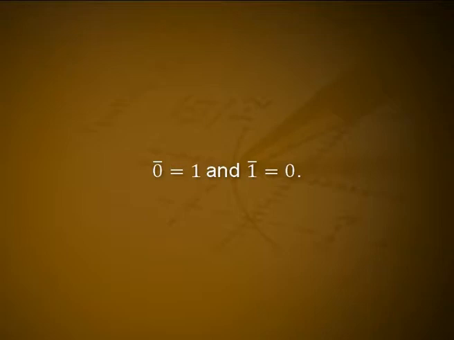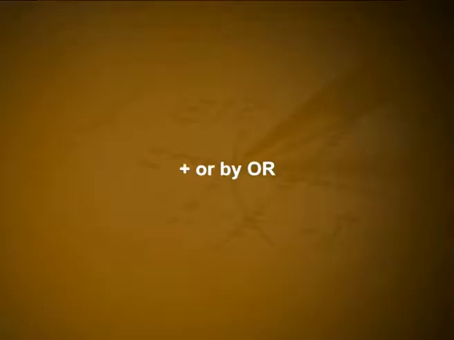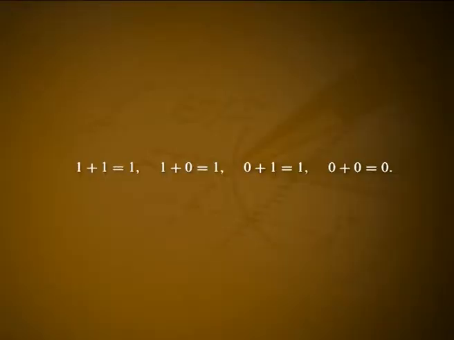The complement of an element, denoted with a bar, is defined by 0 bar is equal to 1 and 1 bar is equal to 0. The Boolean sum, denoted by plus or by OR, has the following values: 1 plus 1 is equal to 1, 1 plus 0 is equal to 1, 0 plus 1 is equal to 1 and 0 plus 0 is equal to 0. The Boolean product, denoted by dot or by AND, has the following values: 1 dot 1 is equal to 1, 1 dot 0 is equal to 0, 0 dot 1 is equal to 0 and 0 dot 0 is equal to 0. The symbol dot can be deleted just as in writing algebraic products.